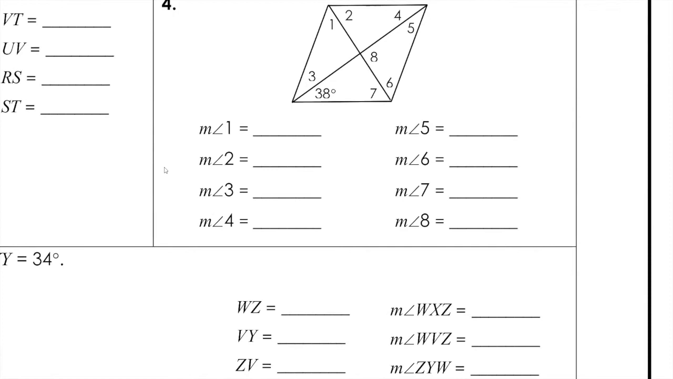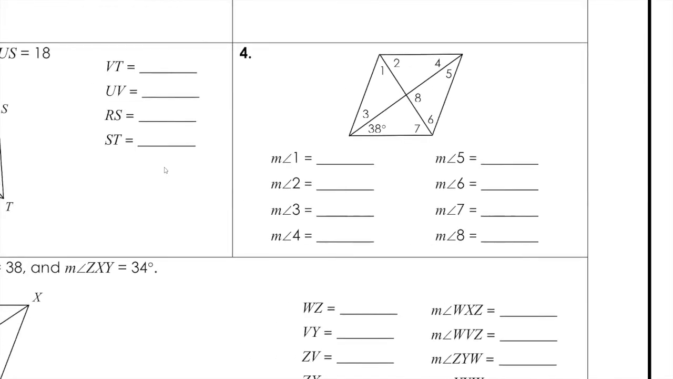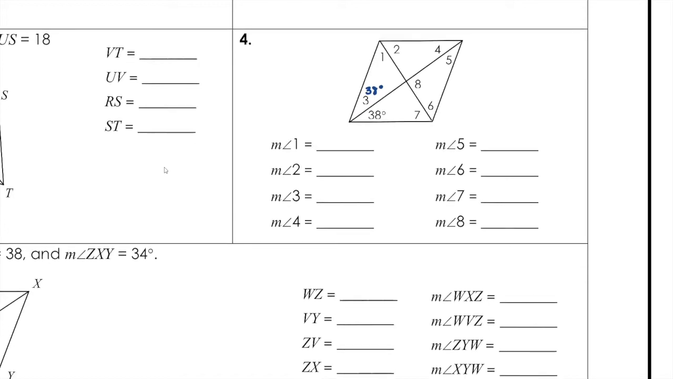Number 4. We got a lot of angles. It's going to be fun. So we have our parallelogram rules, which tells us that opposite angles are congruent. Correct. So we know opposite angles are congruent, and we know consecutive angles are supplementary. 3 would be 38. How come? Because in a rhombus, diagonals bisect opposite angles. Good job.